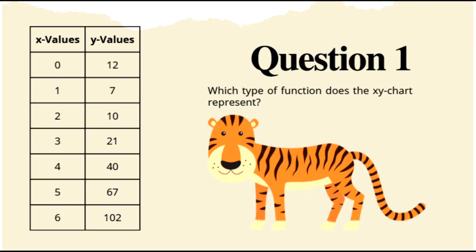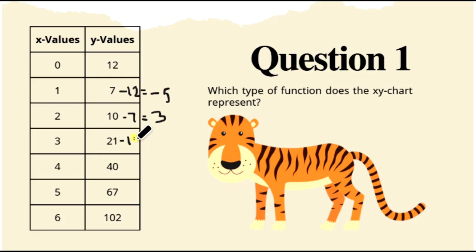Here is question 1. This is your turn. Which type of function does the XY chart represent? Pause it, figure it out, come back. So the first thing we need to do is look at it and try to figure out the common difference, the first differences, okay? So 7 minus 12 is going to give us a negative 5, okay? 10 minus 7 is going to give us 3.